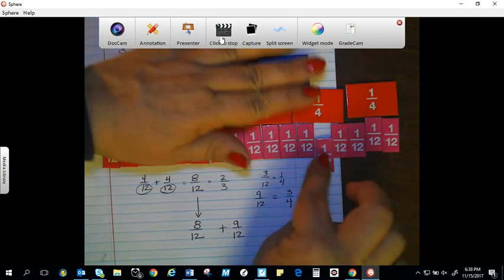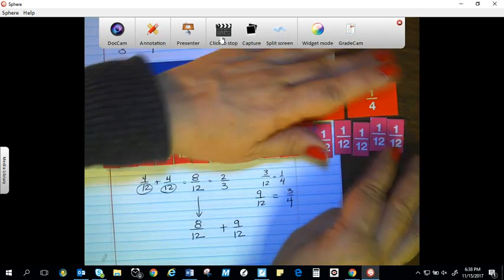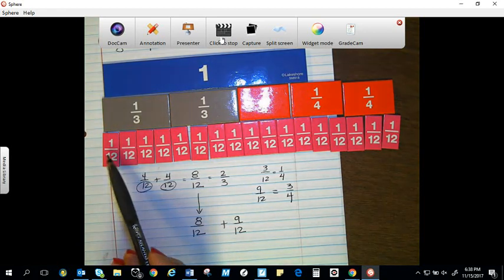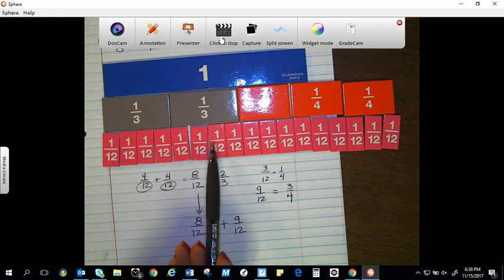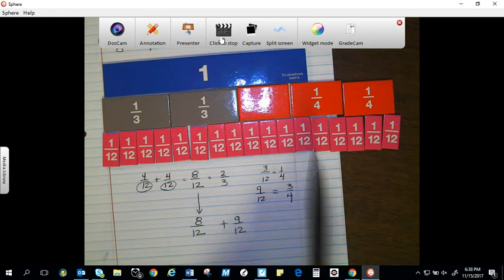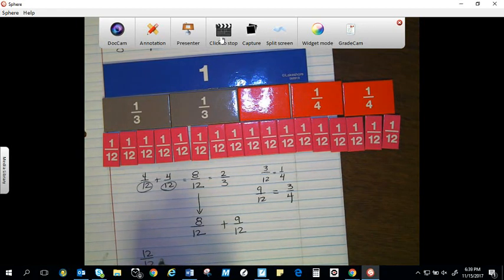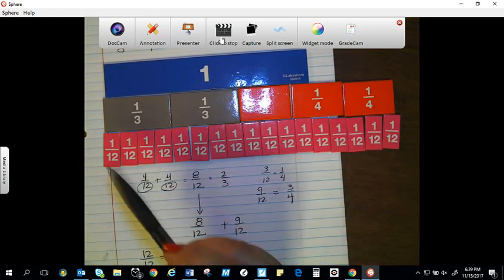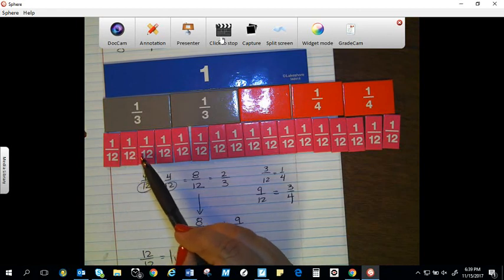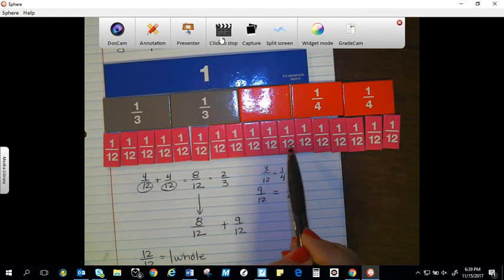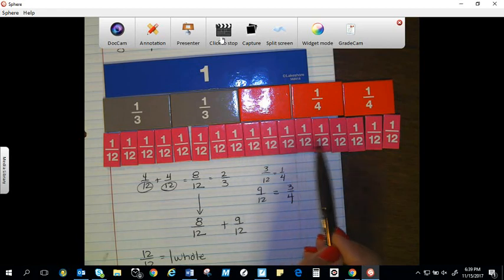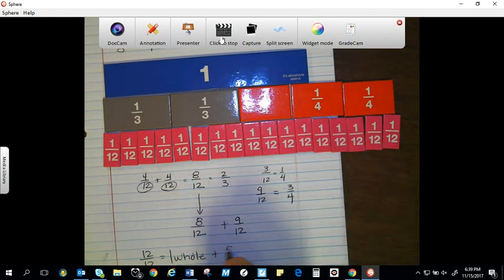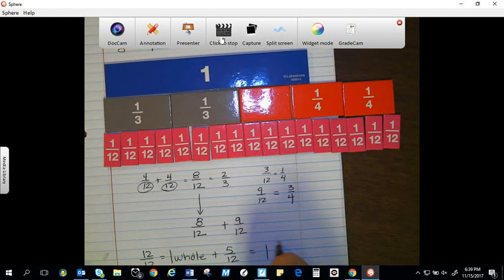And I used another one. You won't have enough, but I broke into another set to get more twelfths. So if I wanted to add these up, I'm going to count 1, 2, 3, 4, 5, 6, 7, 8, 9, 10, 11, 12. So there's 12 twelfths, which equals 1 whole. Where was I at? Then I have 3, 4, 5 that are left over, which will equal 1 and 5 twelfths.